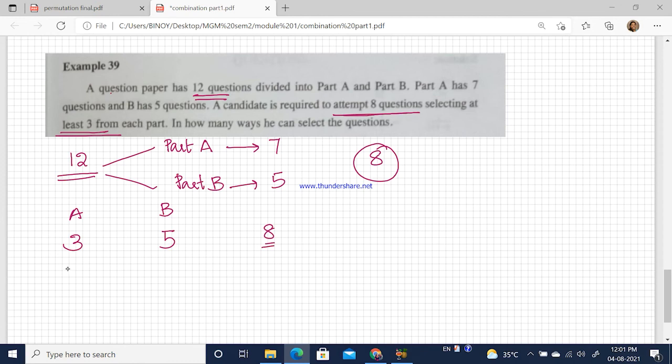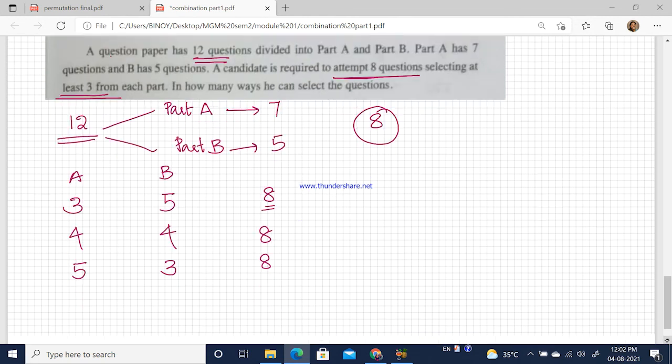Or if I am doing half and half, I can take 4 questions from part A and 4 questions from part B, which makes a total of 8. Now if I am taking 5 questions from part A, I should have at least 3 questions from part B. This is also possible.